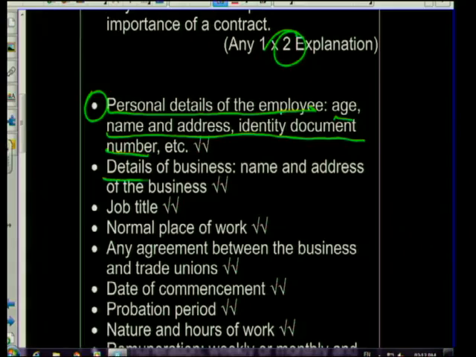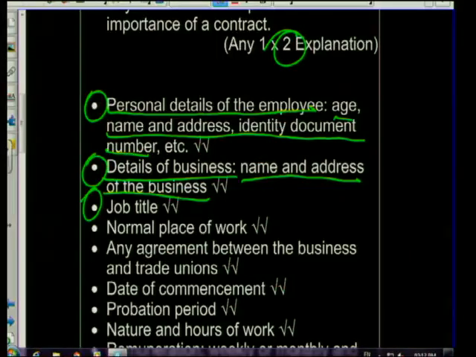The second one, details of the business. So the business's name, address, and where it's located. So it's the employer's information as well as the employee's information. So that's the second one. A third one you could include would be the job title. So what are you actually doing? Then a fourth one, normal place of work. And let's do one more.